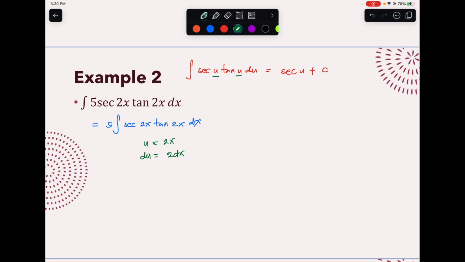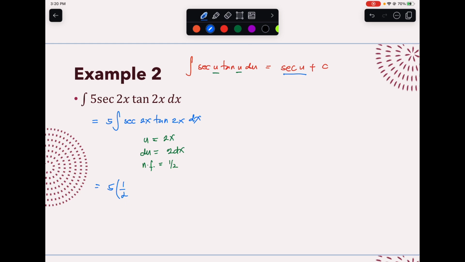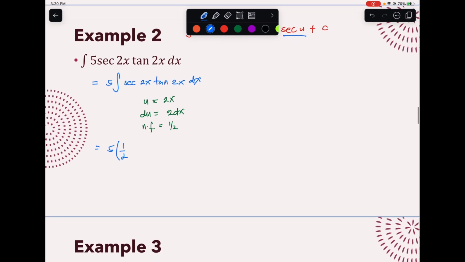So we are in excess of 2. Therefore, we have a neutralizing factor of 1/2. We start with 5, and then the neutralizing factor of 1/2. Then secant 2x and tangent 2x, by this formula, is secant u plus c. That means our u is 2x, plus c. Thus we have 5 over 2 secant 2x plus c.